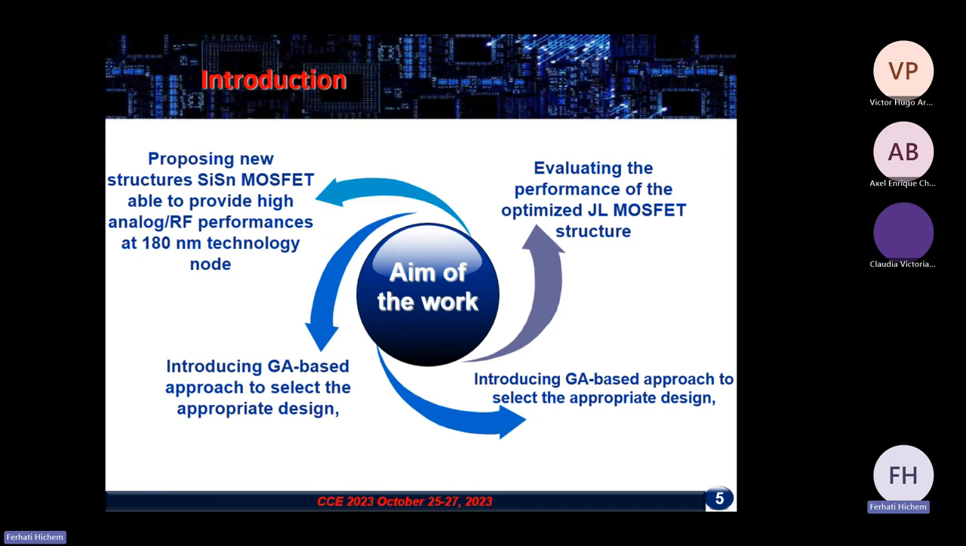So the aim of this work is divided into four essential points. Proposing a new structure based on silicon tin MOSFET able to provide high analog and RF performances at 118 nanometer technology node. Introducing a PSO based approach to select the appropriate design. Also evaluating the performance of the optimized junctionless MOSFET structure at 118 nanometer technology node.